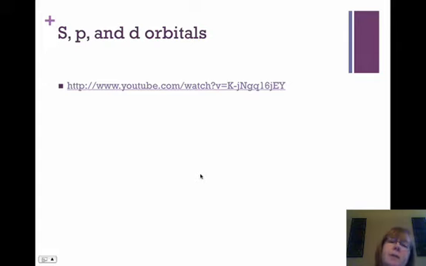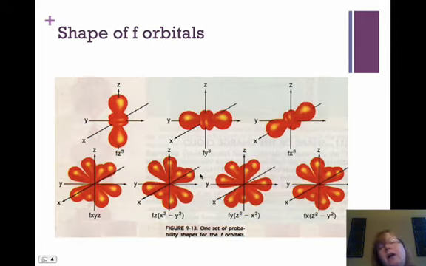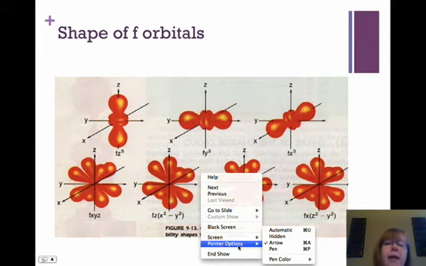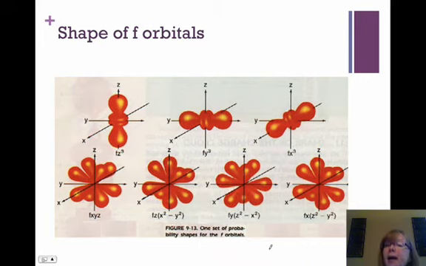Okay, so let's move on. Now that we've seen the different shapes of the s, the p's, and the d's, here are the shapes of the f orbitals. And notice they just keep getting more and more complex in their shapes. But there are 7 different f orbitals. So just to review, we had 1 orientation in space, 1 s orbital for an energy level. We had 3 p's, 5 d's, and 7 f's.